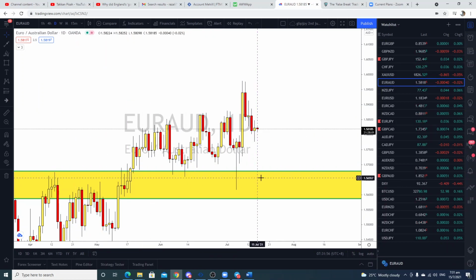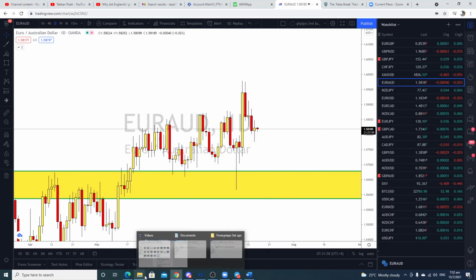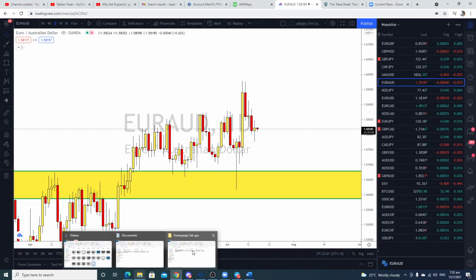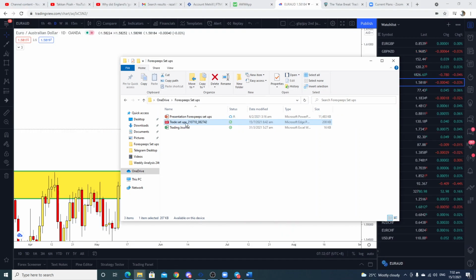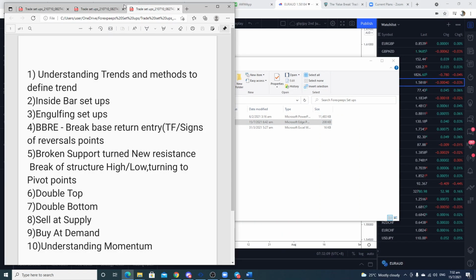Okay, today we are going to continue from the setups that I shared with you guys. The one that I said on here: break-based return entry, time frame, signs of reversal points. We are going to start off today with this one.